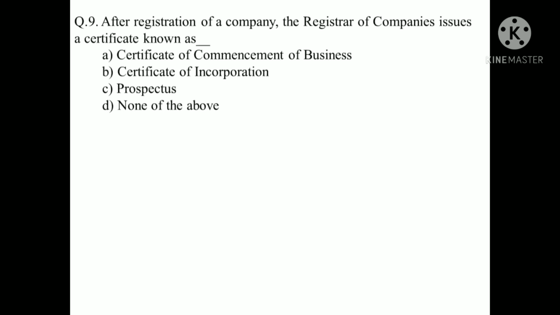Now next question. After registration of a company, the Registrar of Companies issues a certificate known as: Certificate of Commencement of Business, Certificate of Incorporation, Prospectus, and none of the above. Here the correct answer is Certificate of Incorporation. Means what? Once the company is registered, the registrar, ROC, Registrar of Companies, will issue one certificate. That certificate is known as Certificate of Incorporation.